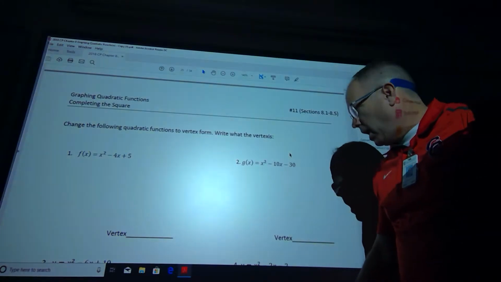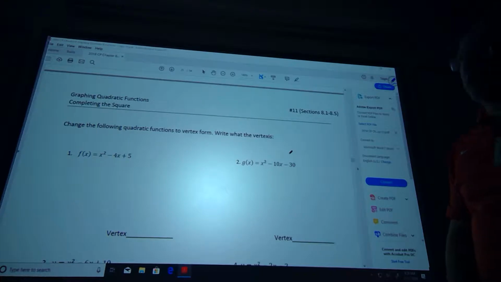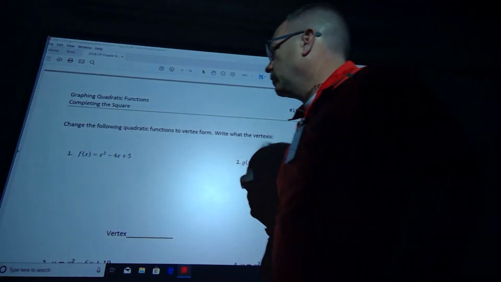We're going to be working on worksheet number 11 in chapter 8. This is on completing the square. So let's go ahead and do those.